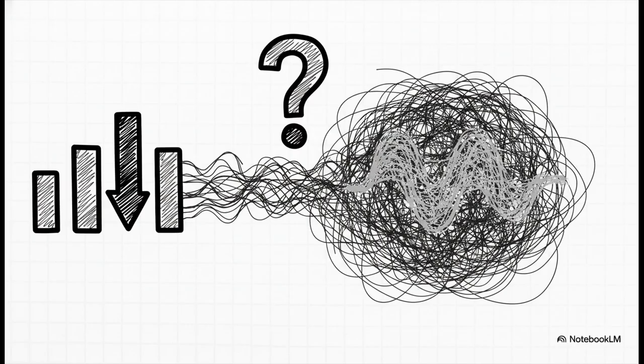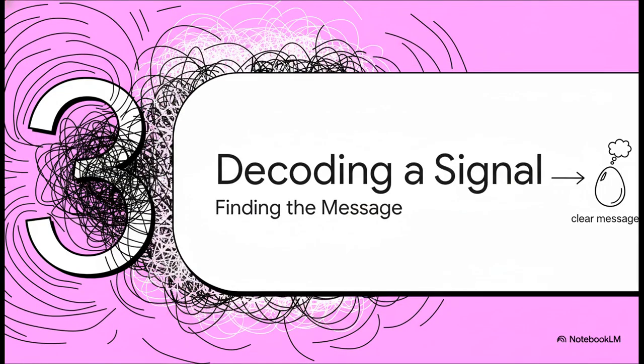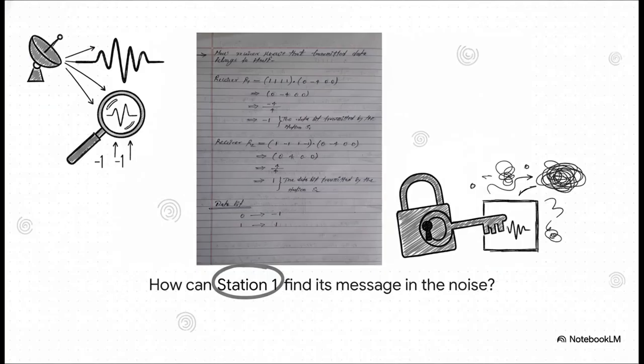So the question is, how on earth could Station 1 possibly find its original message, that simple -1, buried somewhere inside all this chaos? And that brings us to the most brilliant part of this whole system, the decoding. We're about to see how we can unscramble this mess and pull one single clear message right out of all that noise.